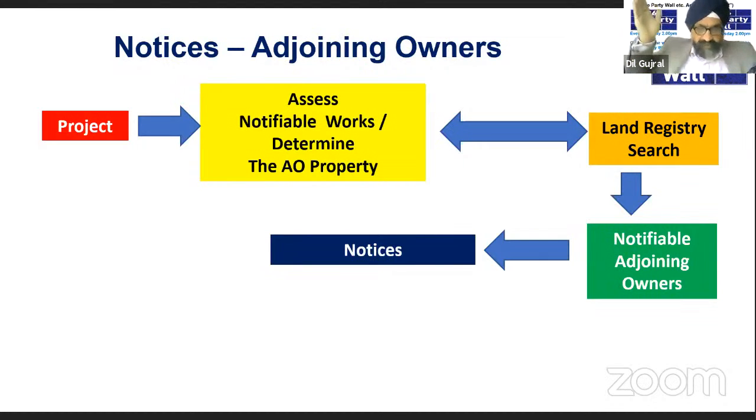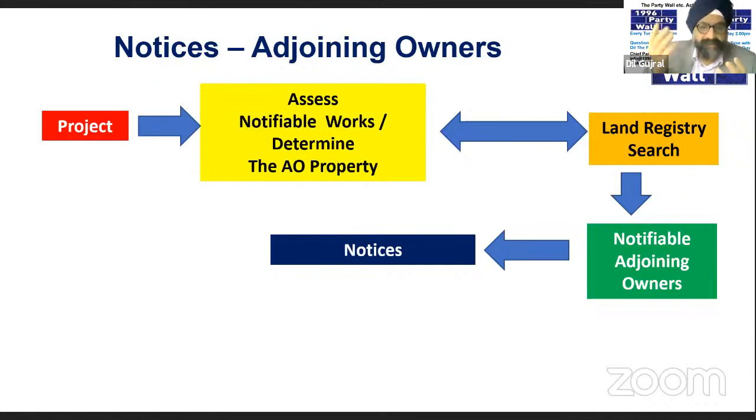Let's go by the rules. And if you imagine it's going to get narrower and narrower: project, notifiable works, notifiable property, notifiable owners. That's not a very good funnel, is it? But pretend, right? So down there, you've got, these are the people we need to notify. Yeah. It's not the property, it's the owners, either the people or the entities.